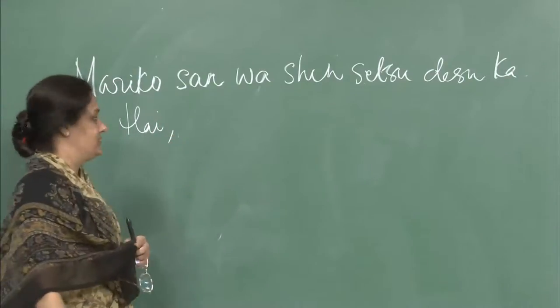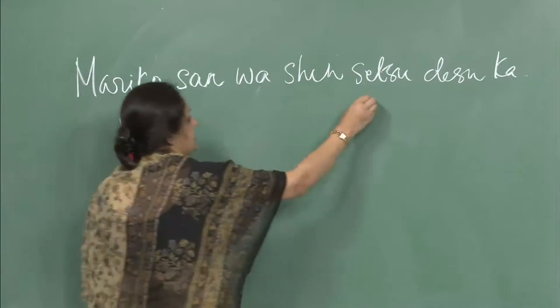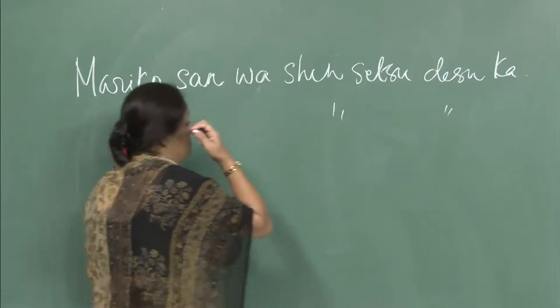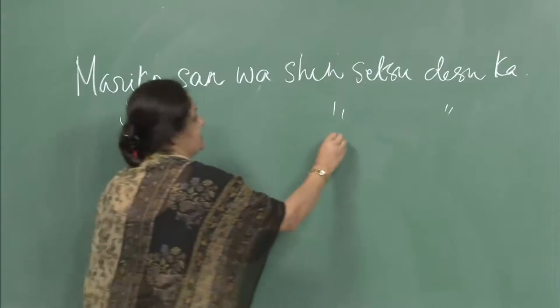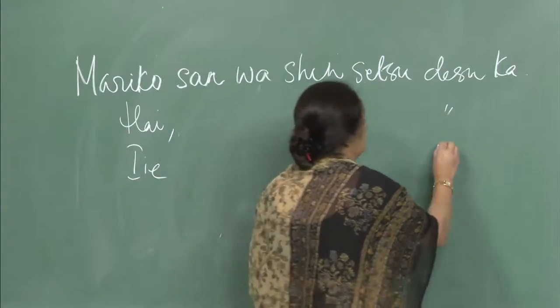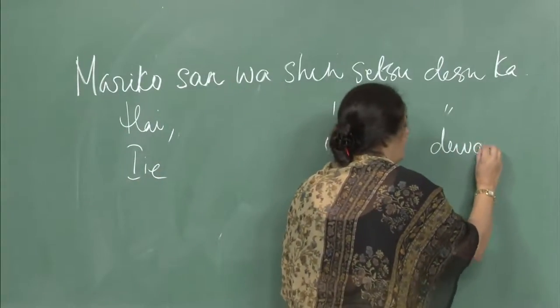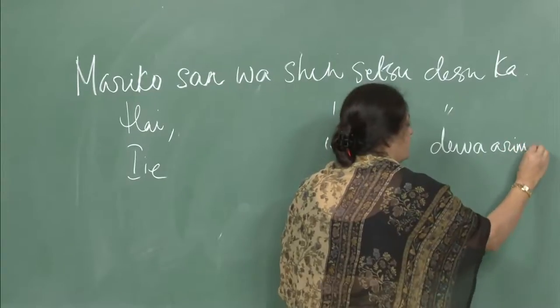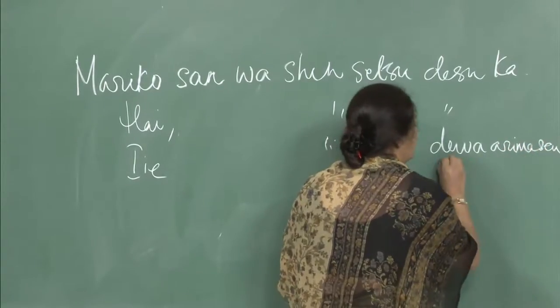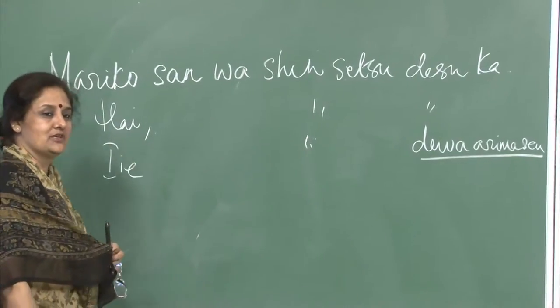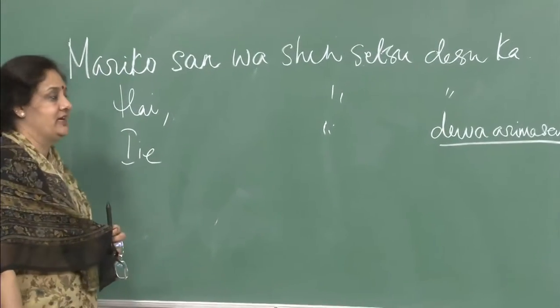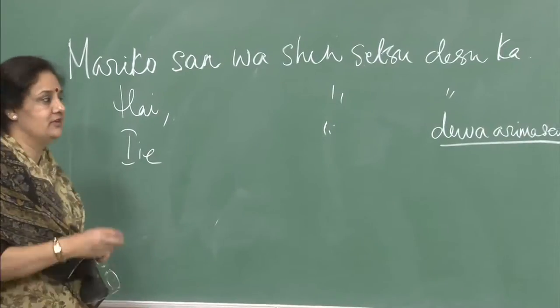Hai, shinsetsu desu. But in the negative, iie, shinsetsu de wa arimasen. Now, do you remember how de wa arimasen was used in our first and second lessons when we introduced the negative for this?